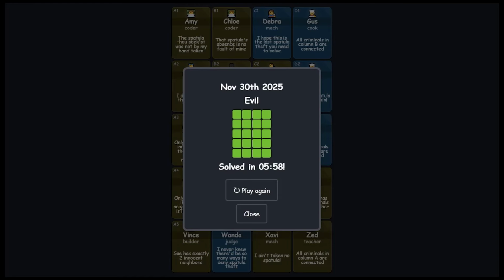And that finishes today's puzzle, solved in 5 minutes and 58 seconds. This one was pretty interesting, because there were only 8 clues to be used.